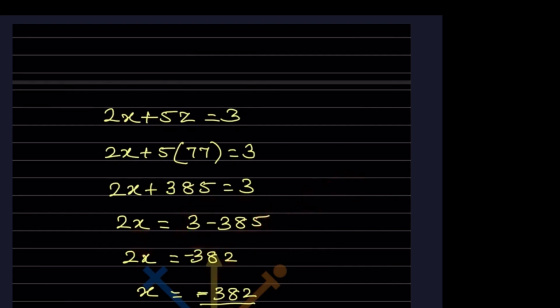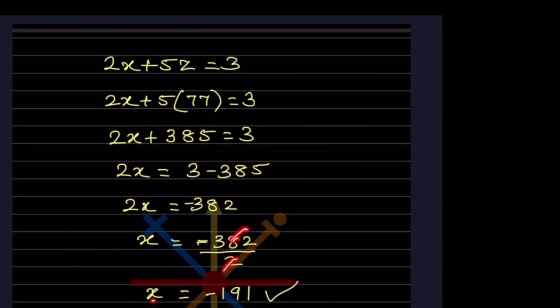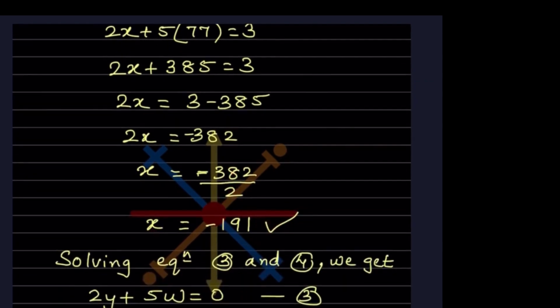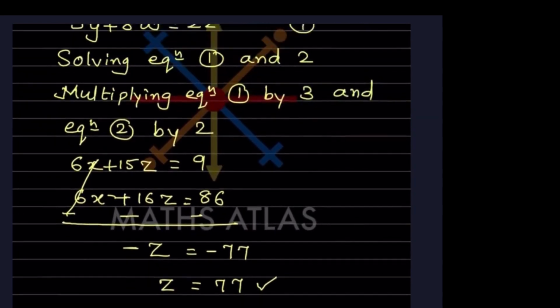Now we will take the value of x. Minus 382 is a multiplication, so this is going to get divided. When you divide this, you get x is 191. So now we got the value of x and the value of z. Now what is remaining is y and w.